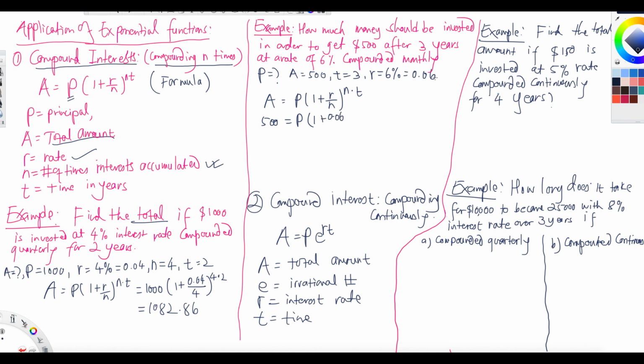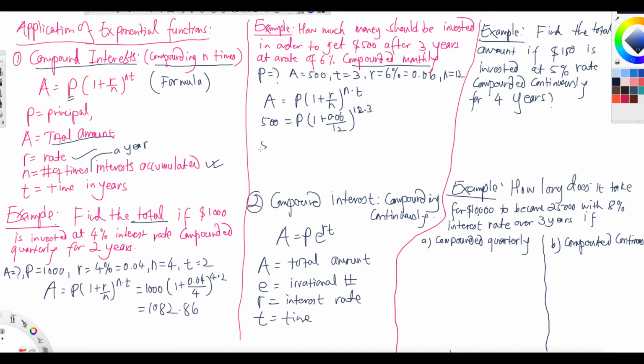By the way, what is n in this problem? Compounded monthly means n is 12. How many times a year is the interest compounded? Since it is compounded monthly, it will be 12 times a year, right? So n is 12 and t is 3.